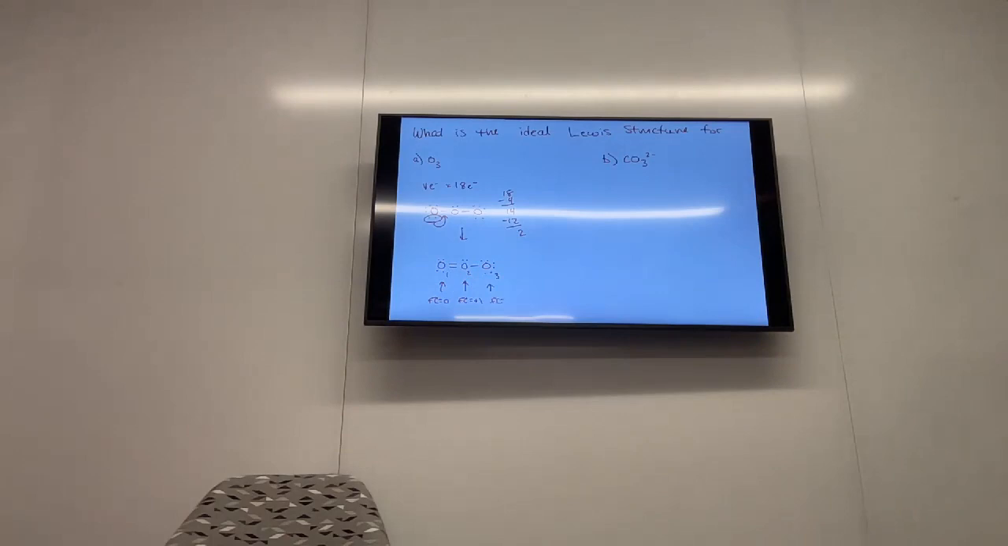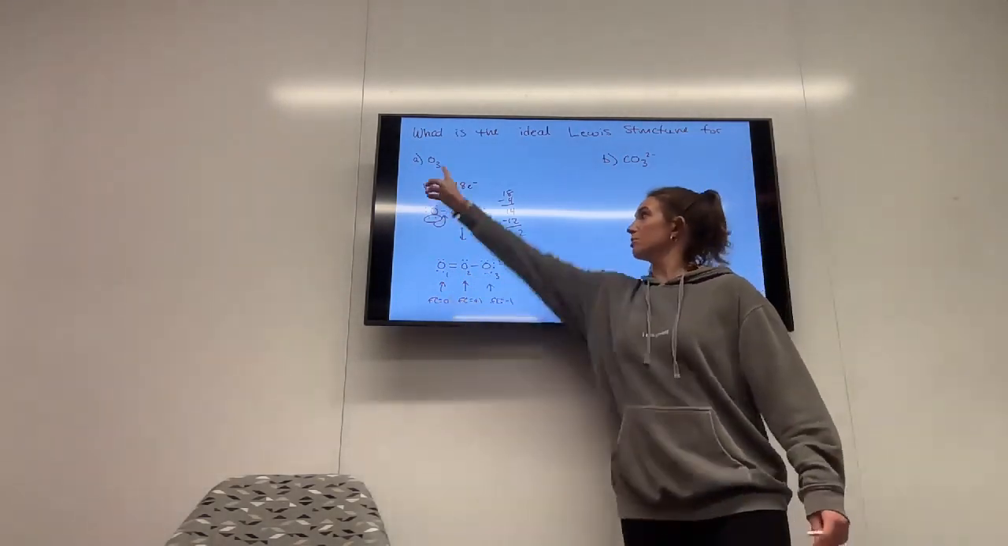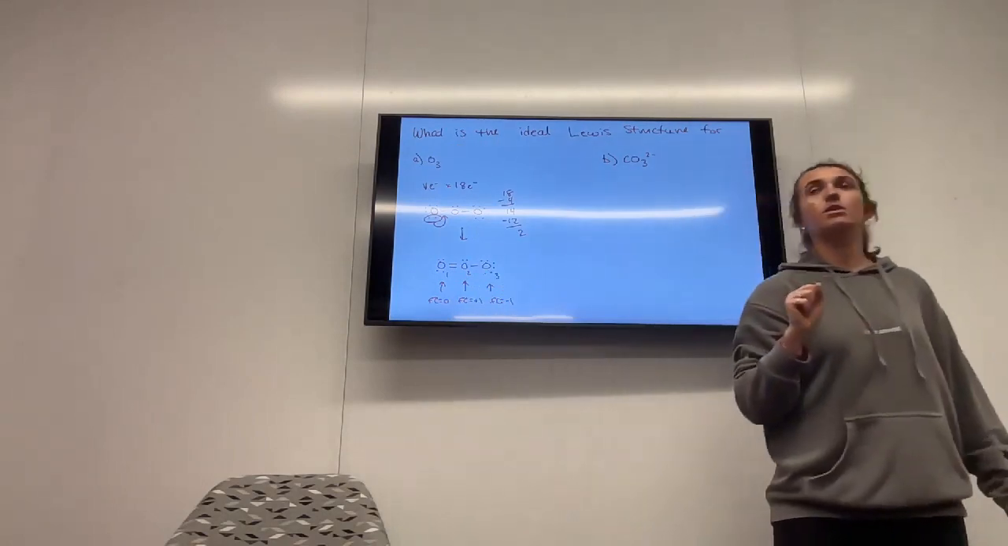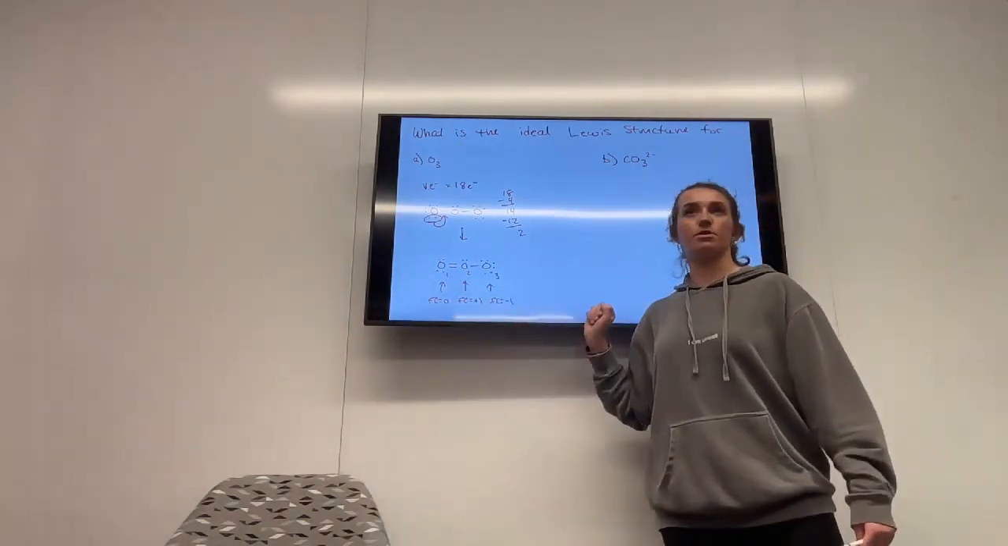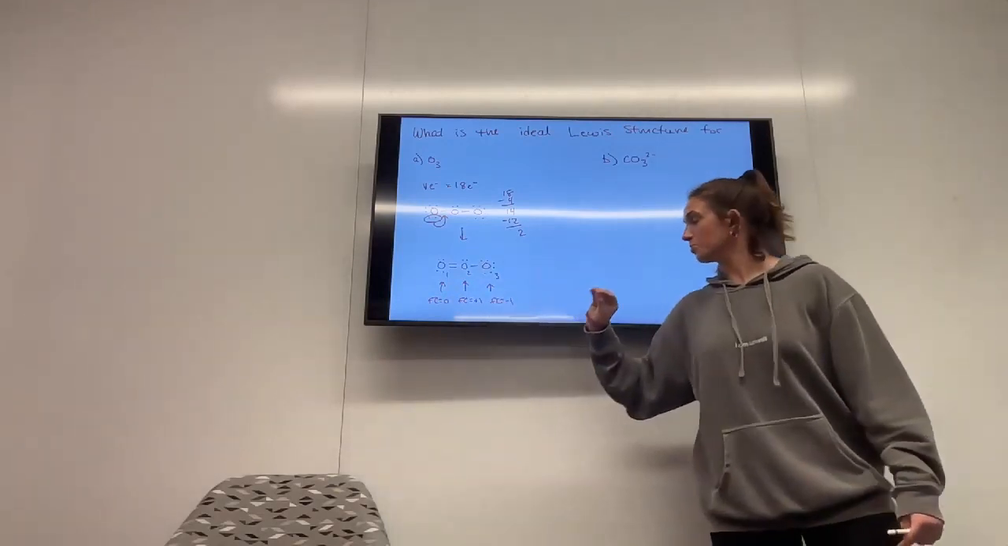Awesome. Okay, so we have 2 formal charges this time, right? But this time it's 0, positive 1, and negative 1. What charge do we have on ozone? 0. What do our formal charges add up to? 0, right? So this is a very good structure here.